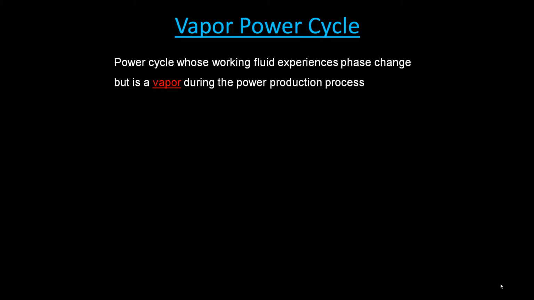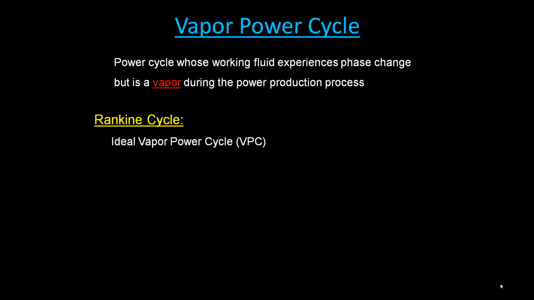So our power production process for the power cycle is normally going to be a turbine. That means it's going to be a vapor as it goes through the turbine. So we're dealing with gas turbines, not hydro turbines. Now, the Rankine cycle is a specific type of vapor power cycle, and it is the ideal vapor power cycle.